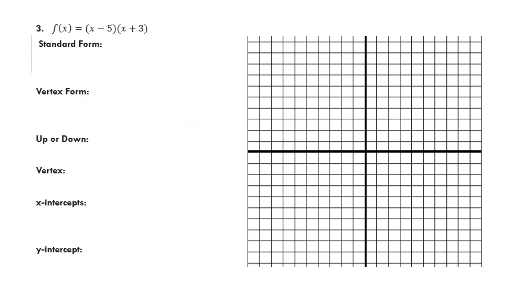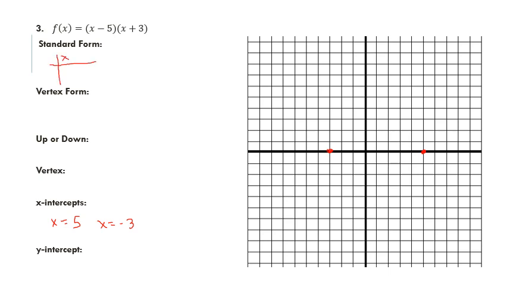All right, next one. Ooh, look, it's in factored form. So right away we know the x-intercepts, they're opposite sign of the factors. So I can graph those in 1, 2, 3, 4, 5, and -3, 1, 2, 3. So there we go. Let's get this in standard form.